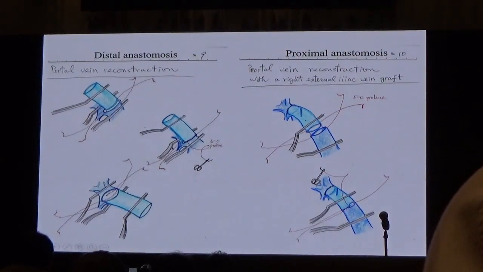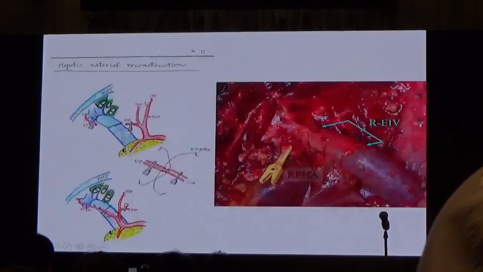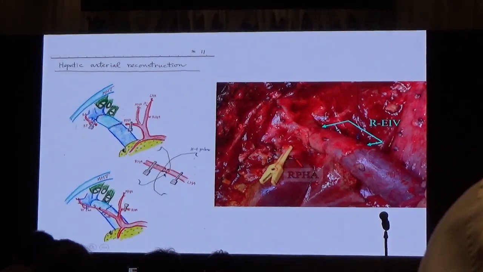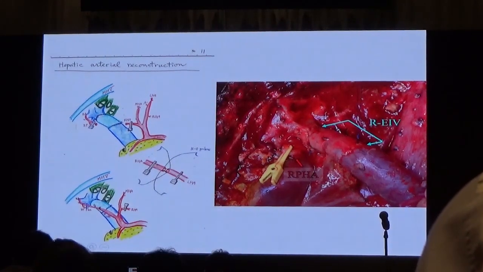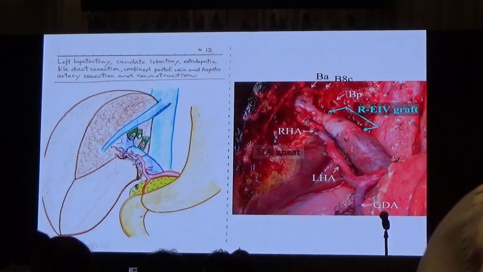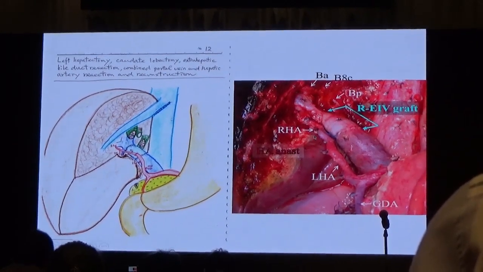After distal anastomosis, proximal anastomosis was carried out. And here you see portal vein reconstruction was carried out. And finally, the left hepatic artery was used to reconstruct the right hepatic artery. Here you see the distal portal vein anastomosis was very difficult to perform.